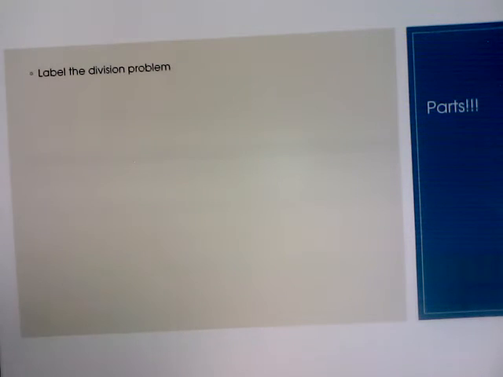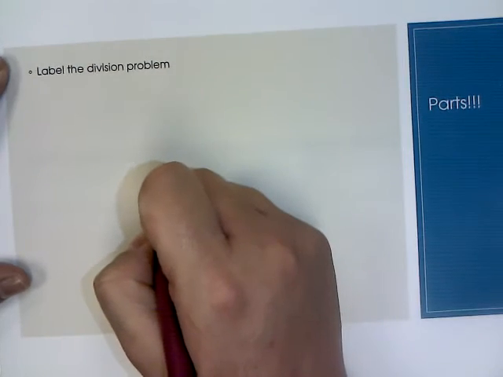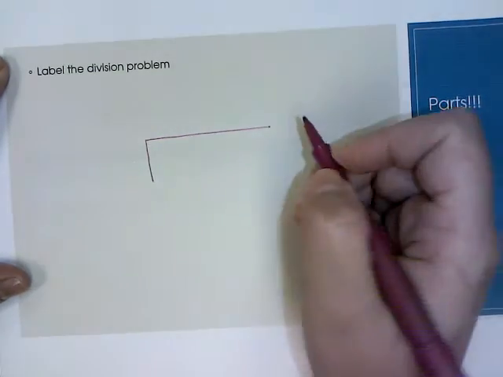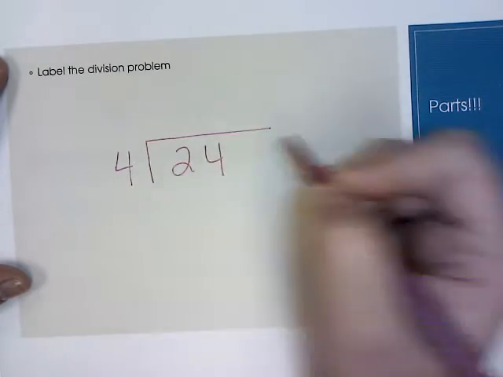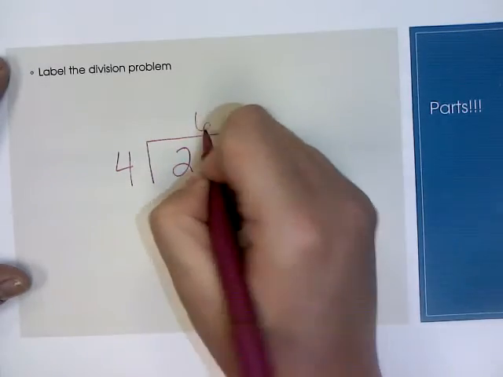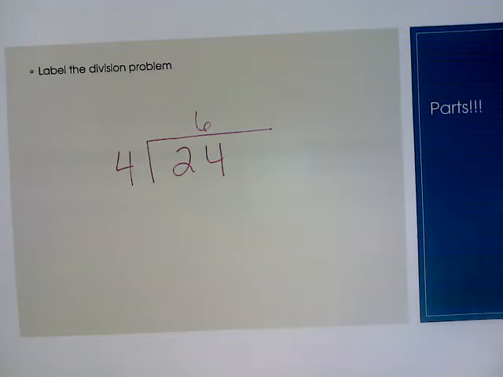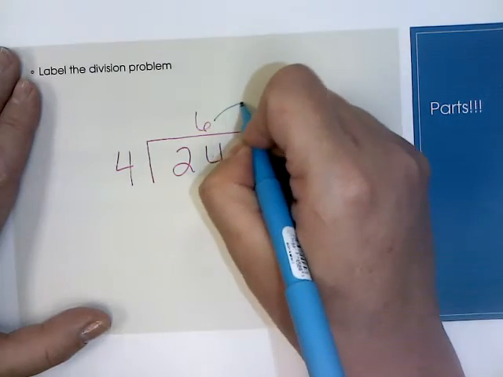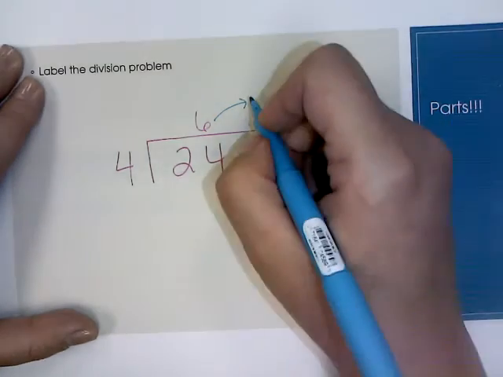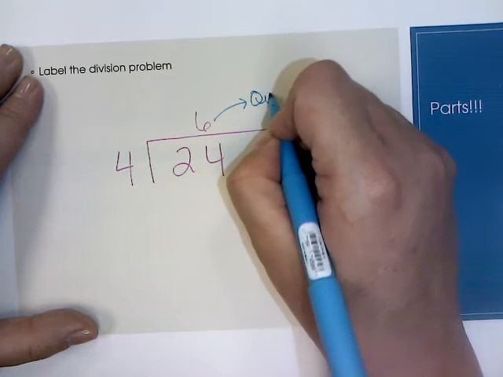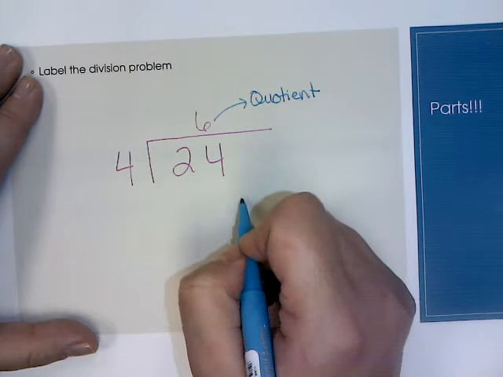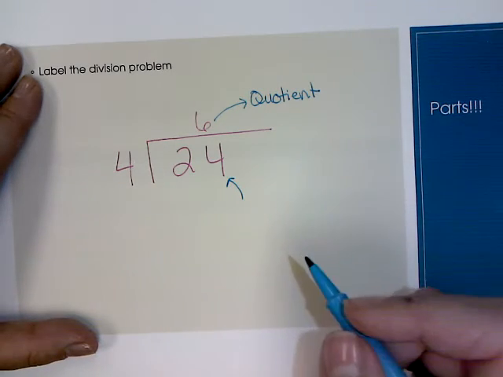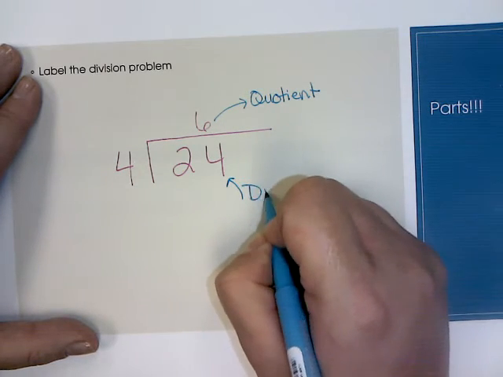My next one, I'm going to go ahead and label my division problem. So if I have a division problem, and let's say I have 4 in this position, and a 24 in this position, and a 6 on the top, I need to know what they're called. So this top number here, which is the answer to a division question, is called a quotient. This 24, which is going to be split up into equal groups, is called a dividend.